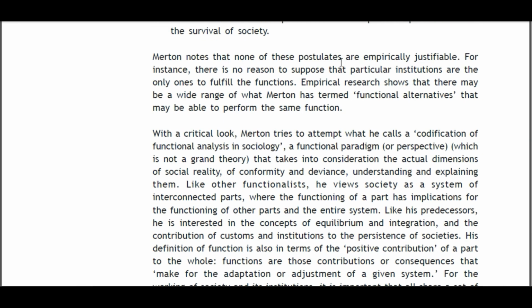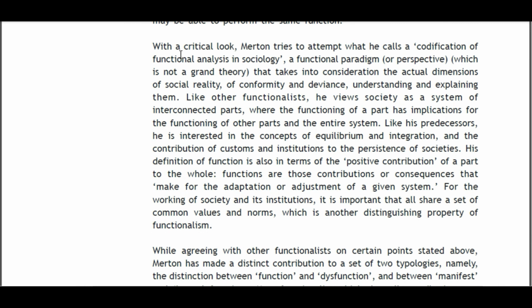Merton notes that none of these postulates are empirically justifiable. For instance, there is no reason to suppose that particular institutions are the only ones to fulfill the functions. Empirical research shows that there may be a wide range of what Merton has termed functional alternatives that may be able to perform the same function. With a critical look, Merton attempts what he calls a codification of functional analysis in sociology, a functional paradigm or perspective which is not a grand theory, and which takes into consideration the actual dimensions of social reality of conformity and deviance, understanding and explaining them.